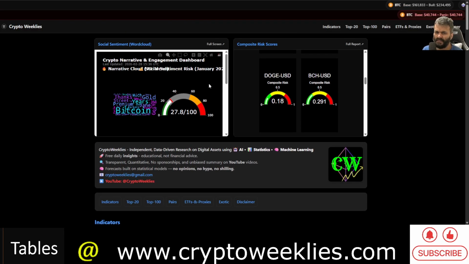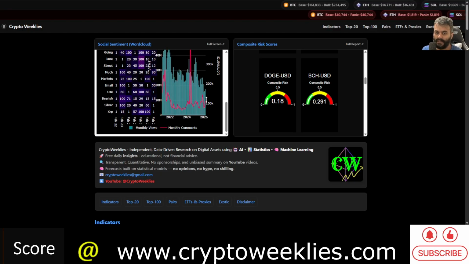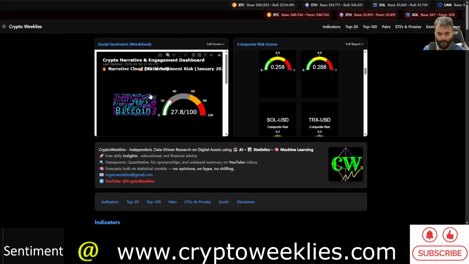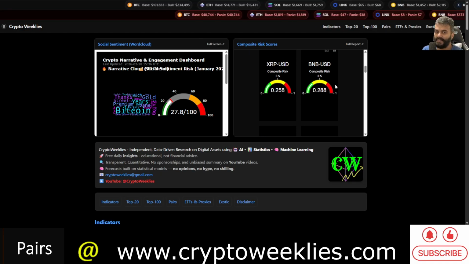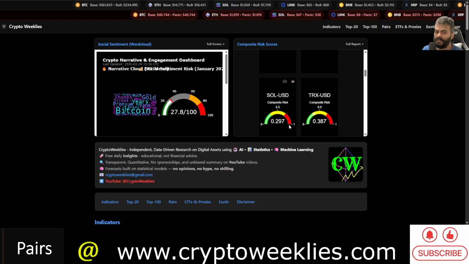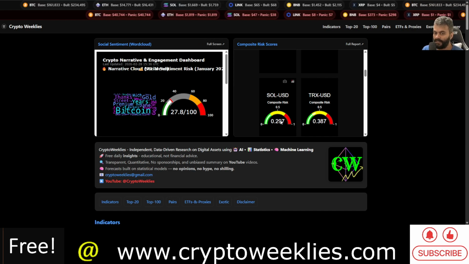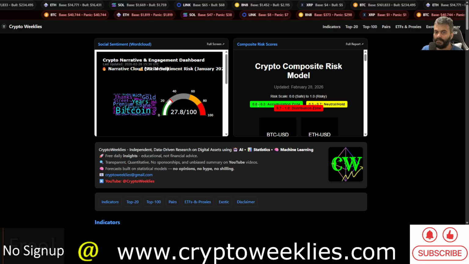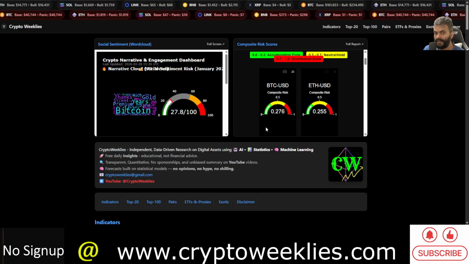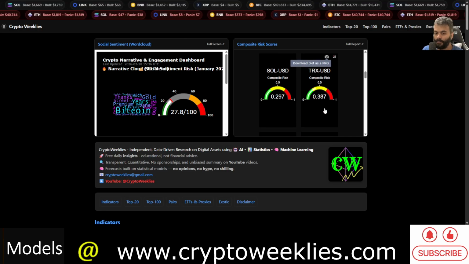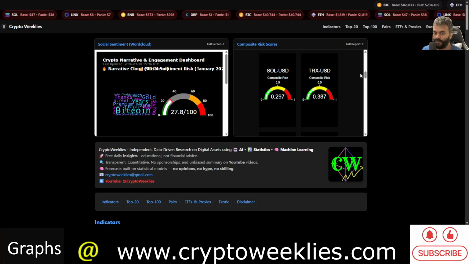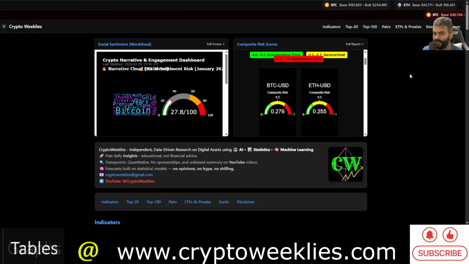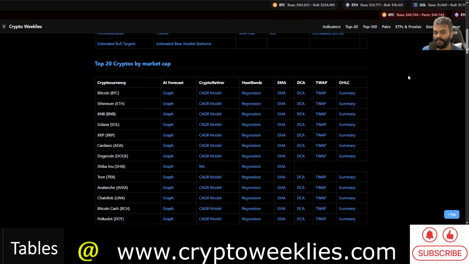This website has several other indicators such as social sentiment, whether it is rising or falling, some of the popular narratives, and the composite risk score of assets. For example, Sol over here is in accumulation phase. The composite risk is less than 0.3, but it's not as low as Bitcoin or ETH at this point. So it's an opportunity cost, where the higher cap assets have less composite risk than Sol.